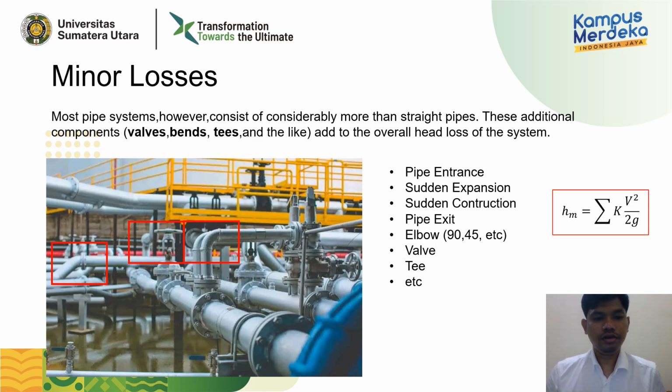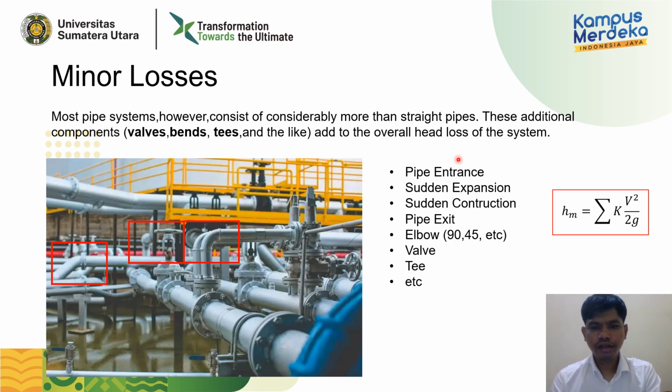Let's talk about the minor losses. Most pipe systems, however, consist of considerably more than strict pipes. These additional components like pumps, valves, bends, and tees, and others add to the overall head loss of the system. Like what I said before, we have major and minor losses.